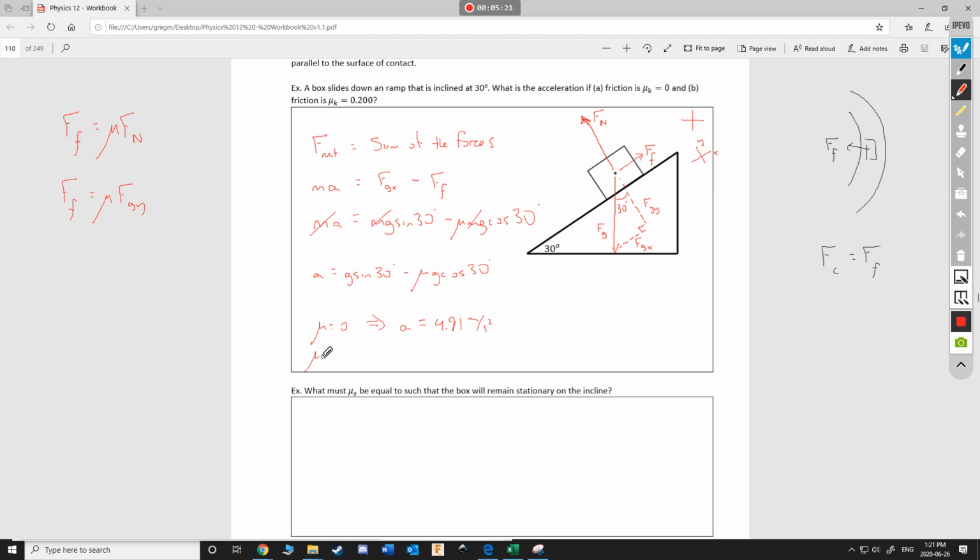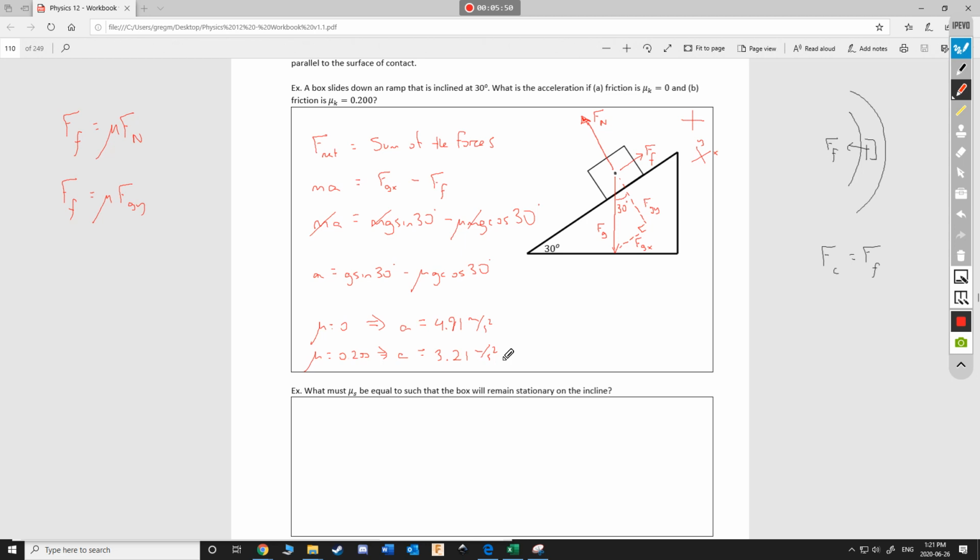And if the coefficient is 0.200, we get our acceleration is equal to 9.81 sine 30 minus 0.2 times 9.81 times cos 30. And we get a value that is slightly smaller, 3.21 meters per second squared. This makes sense. Again, friction is always going to make the acceleration less.